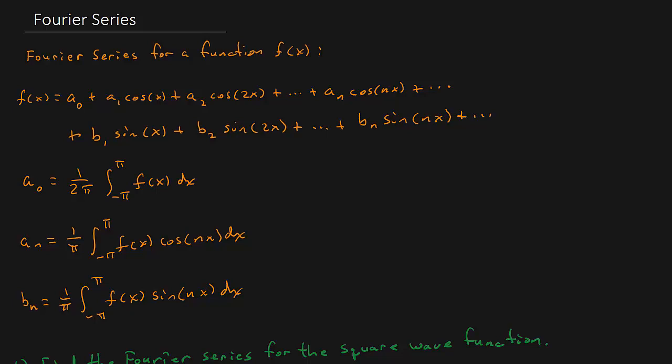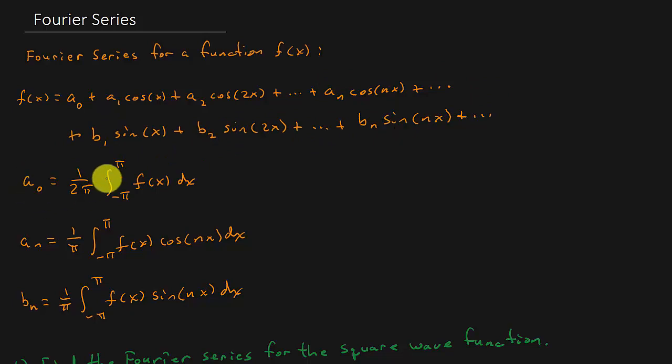All right, so a Fourier series for a function f of x is f of x equal to a0 plus a1 cosine x plus a2 cosine 2x all the way to a sub n cosine nx, plus b1 sine x plus b2 sine 2x all the way to bn sine nx. Now, the thing we have to do here is find a0, a1, a2, and so on, b1, b2, and so on. So how do we find those?